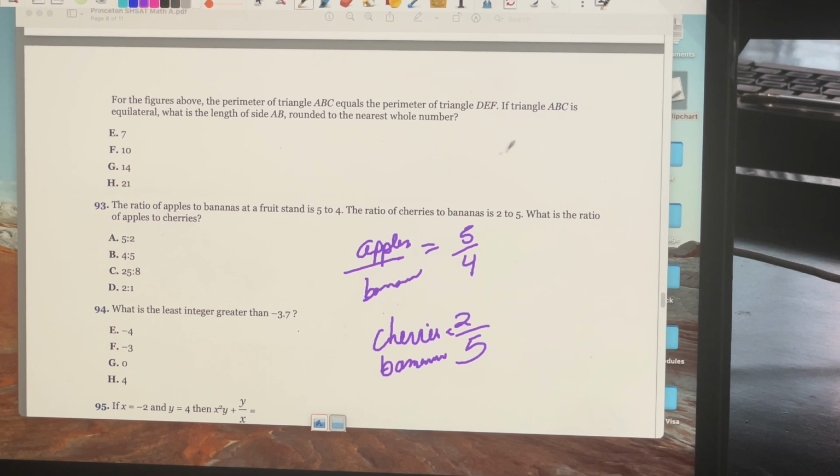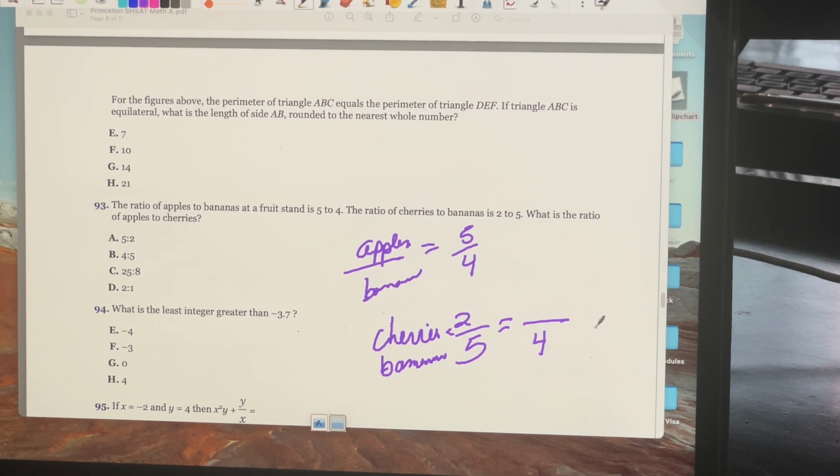Let me see if I can write this a little better. We can write apples to bananas, and then bananas and cherries. Apples is 5, bananas is 4. No, I don't want to do it that way. If you know that apples to bananas is 5 to 4 and cherries to bananas is 2 to 5, we want to know, one way I would do it is, what happens when there are 4 bananas?